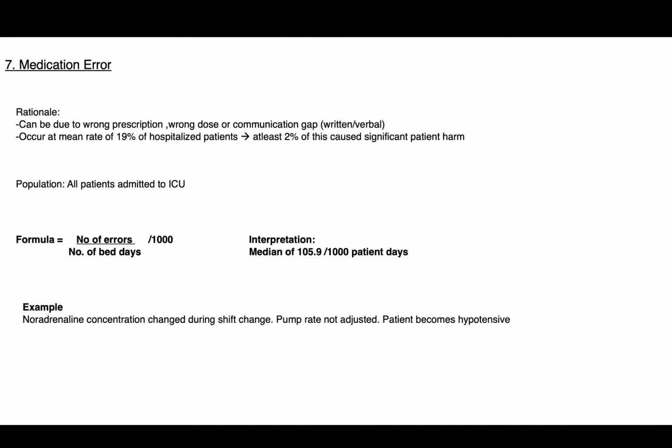Example, noradrenaline concentration changed during shift change. The pump rate was not adjusted and the patient becomes hypotensive. What goes wrong is because of poor handover, that is, this change was not done, that thing is not being conveyed to the next staff. They are not aware of it, and there is no double check. The person who takes the handover also doesn't look into that. There can be organ hypoperfusion, AKI, and longer ICU stay. So this does not necessarily apply to noradrenaline. It can be to any high risk medication.